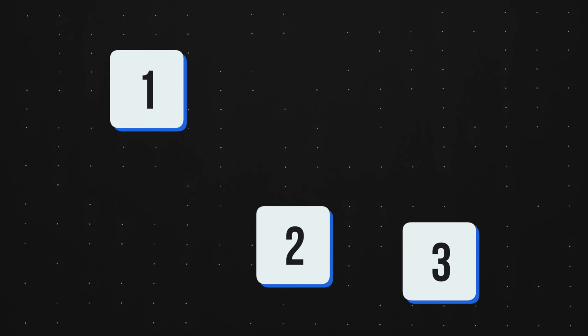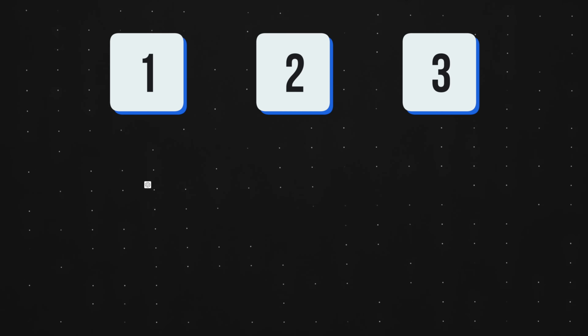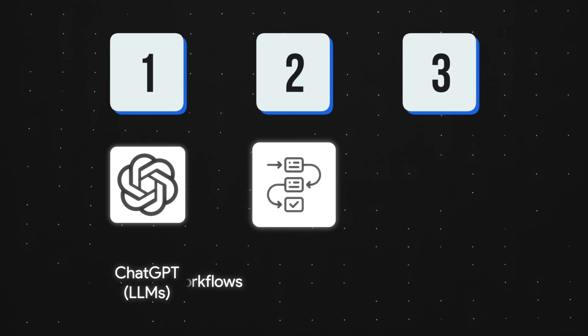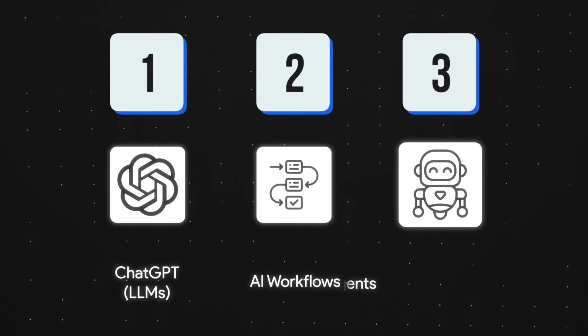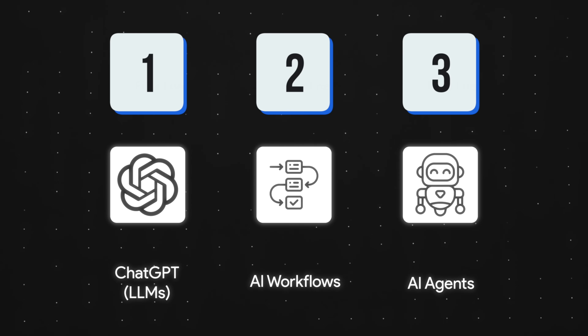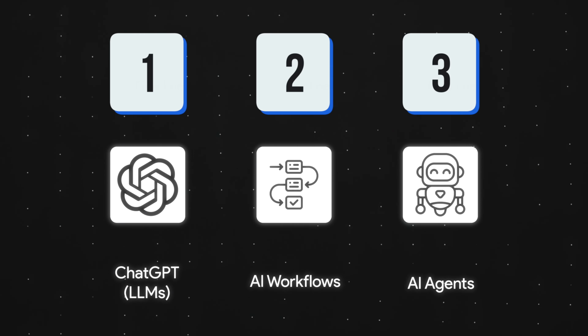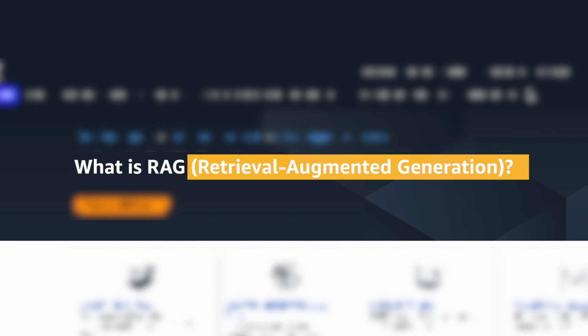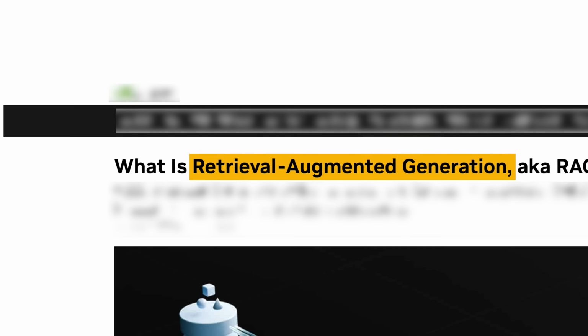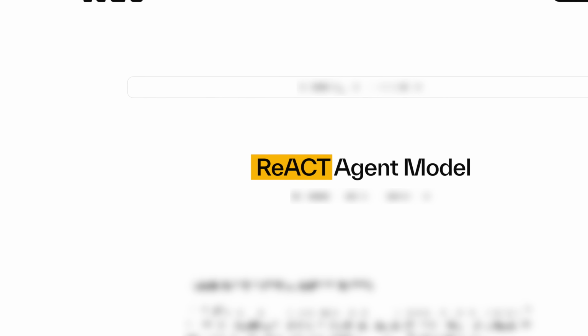In this video, we'll follow a simple 1, 2, 3 learning path by building on concepts you already understand, like ChatGPT, and then moving on to AI workflows, and then finally AI agents. All the while using examples you will actually encounter in real life. And believe me when I tell you, those intimidating terms you see everywhere like RAG or ReAct, they're a lot simpler than you think. Let's get started.